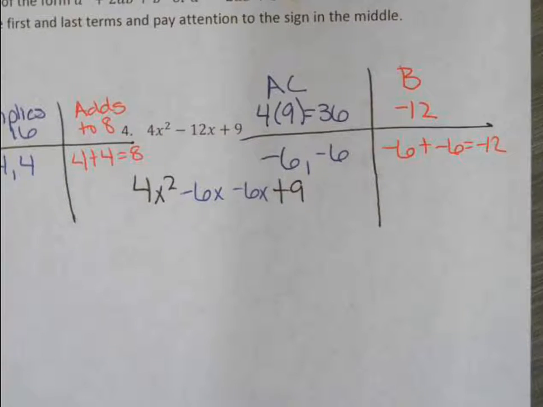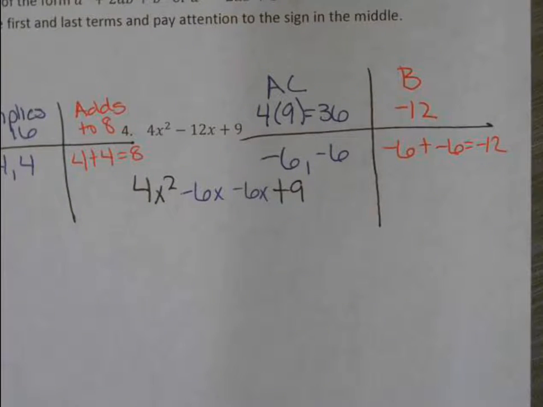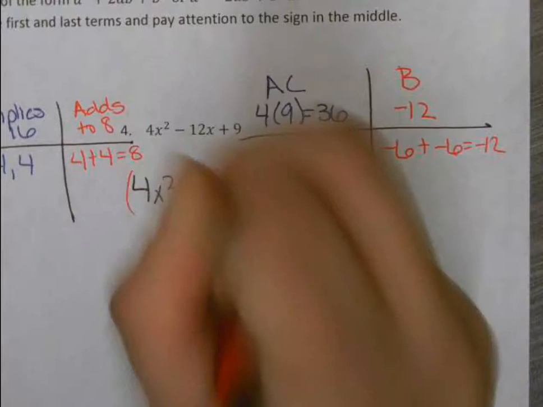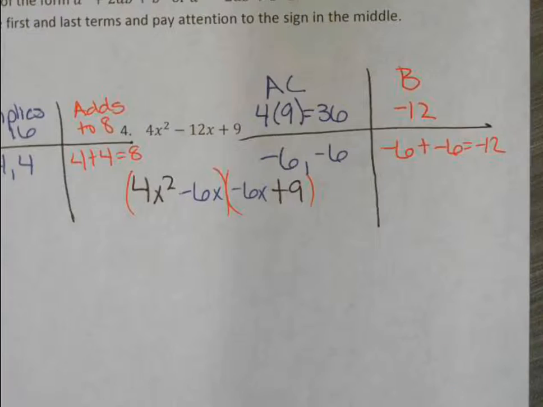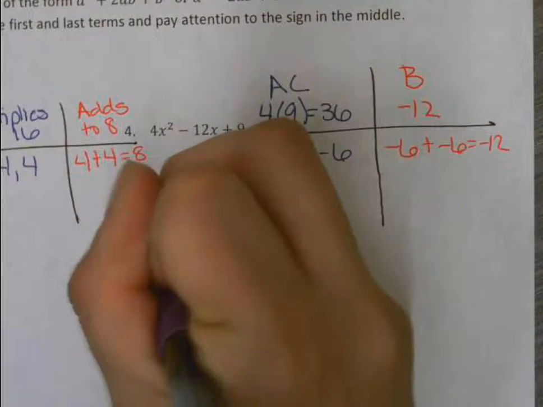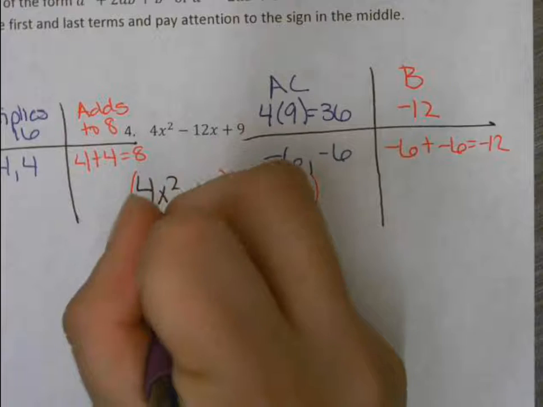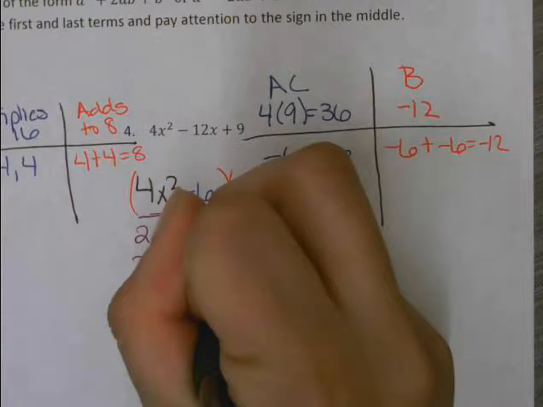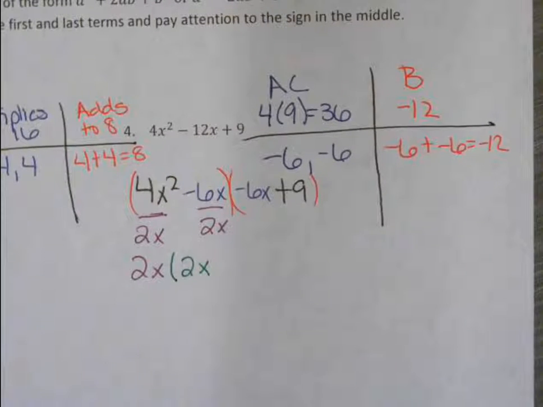What is my next step? Do the parentheses. Okay. What does my first group have in common? Two x. Okay. So then I write 2x out front. What's 4x squared divided by 2x? 2x. Negative 6x divided by 2x.